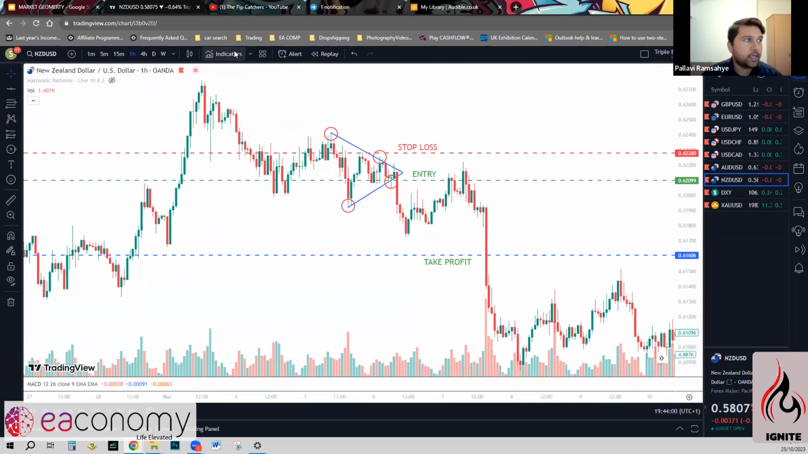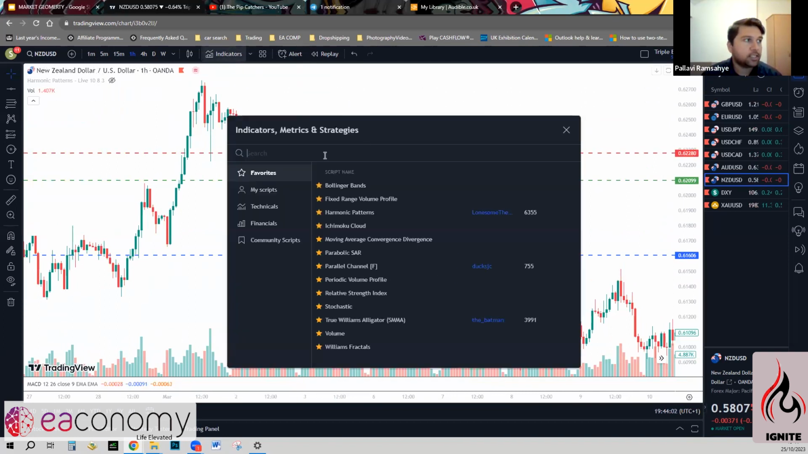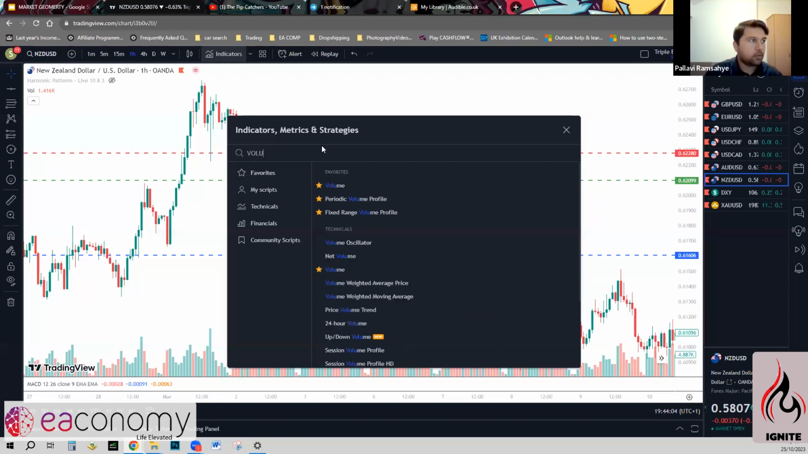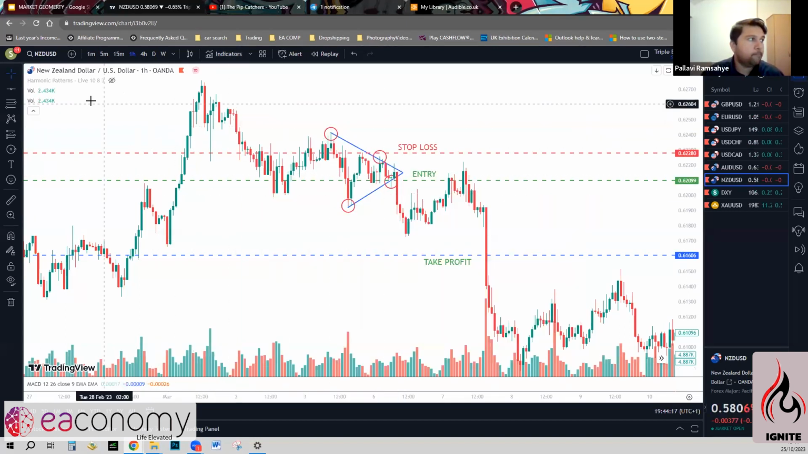To find the volume indicator, if you just click on the indicators here, you just type in volume right here, and then it'll pop up. It's the third one from the top, and you just click on that. You can favorite the indicator as well, and then that'll pop up on the right hand side, as you can see here. Turn that one off.